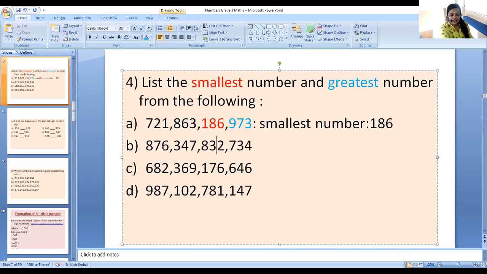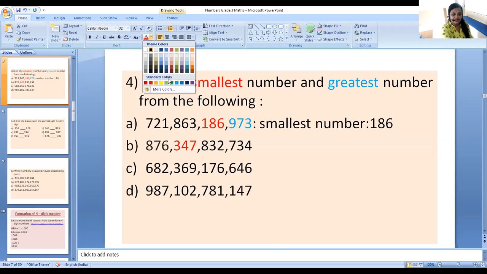For question 2, 876, 347, 832, 734. How about it? Okay, so we have 3, that is the smallest digit in the hundreds place. So 347 would be the smallest number. Let's check for the highest. So we have 7, 8, 8. So 7 we need to neglect. For 8 and 8 we have two similar hundreds place digits. So let's see the second, that is the tens place. Is 876 highest or 832 highest? Yes, it is 876 in the highest position.